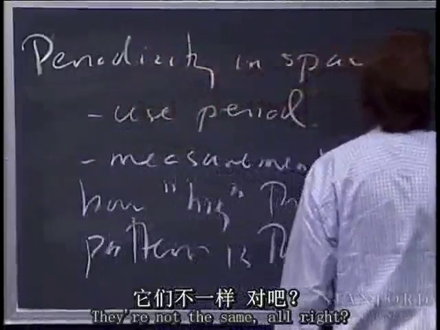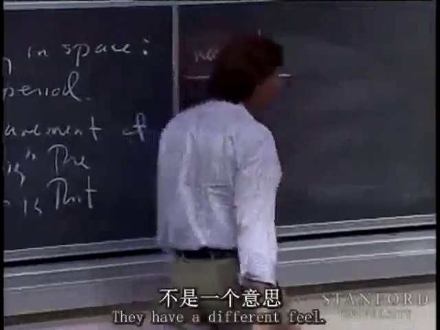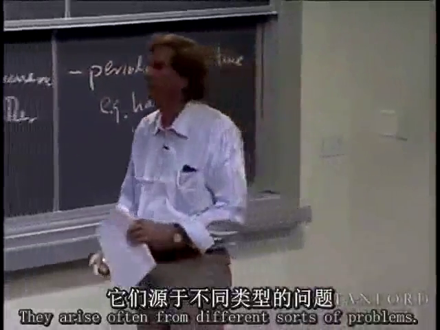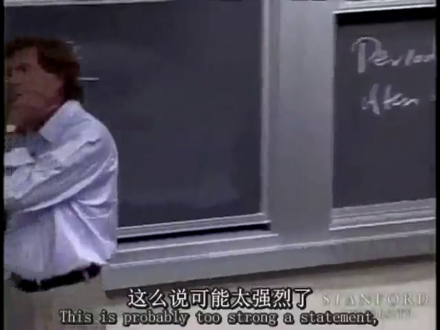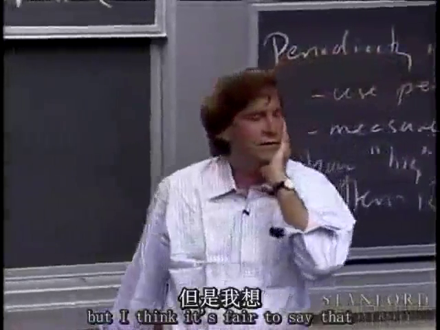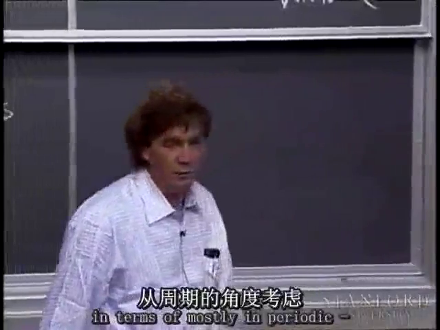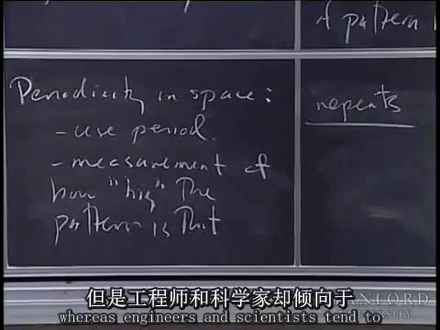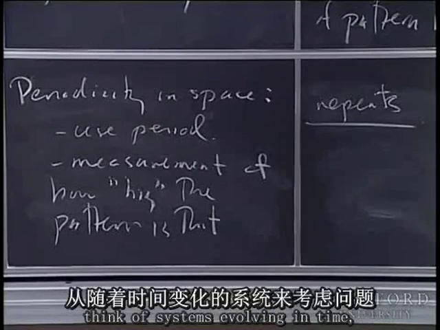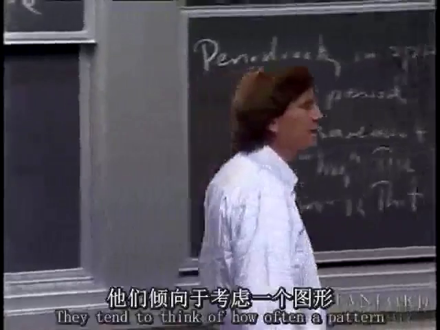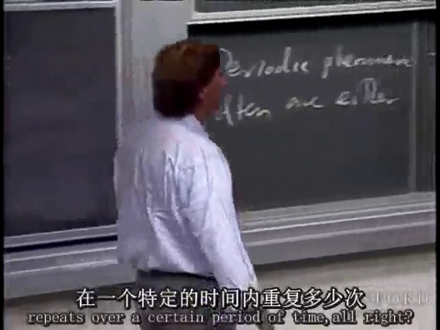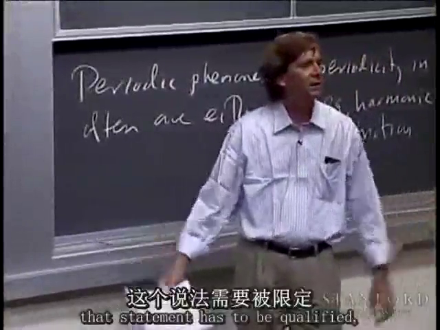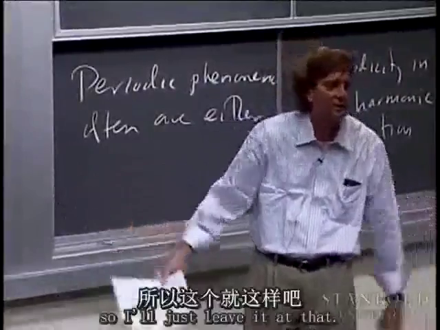They're not the same. They have a different feel. They arise often from different sorts of problems. That's probably too strong a statement, but I think it's fair to say that mathematicians tend to think in terms of the period of a function, or the period as the description of periodic behavior, whereas engineers and scientists tend to think of systems evolving in time, so they tend to think in terms of frequency. They tend to think of how often a pattern repeats over a certain period of time. That statement has to be qualified, but I get tired of qualifying every statement, so I'll just leave it at that.